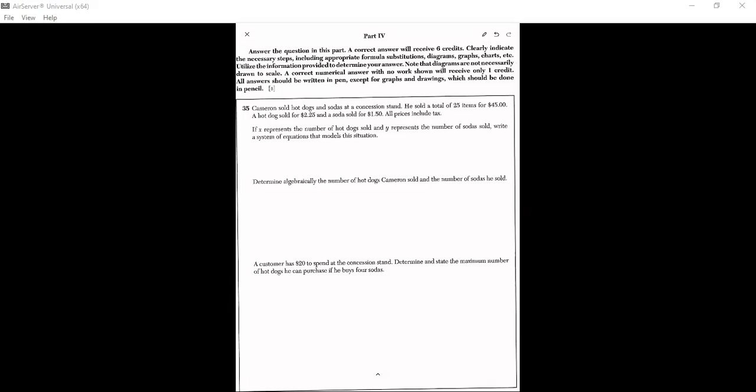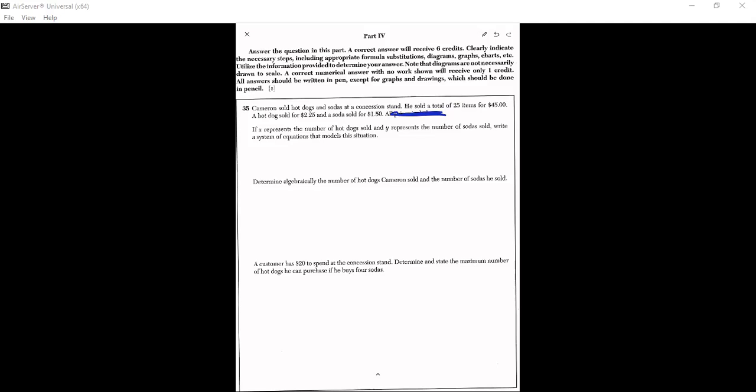It says Cameron sold hot dogs and sodas at a concession stand. He sold a total of 25 items for $45. Hot dogs sold for $2.25 and a soda sold for $1.50. All prices include tax. That's just kind of a throwaway line, so I'm going to knock that out. It says if X represents the number of hot dogs and Y represents the number of sodas, write a system of equations that models the situation.